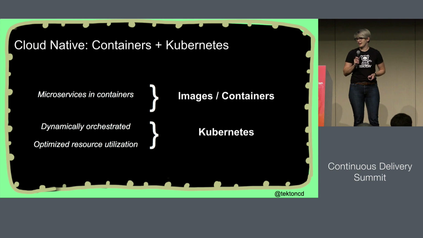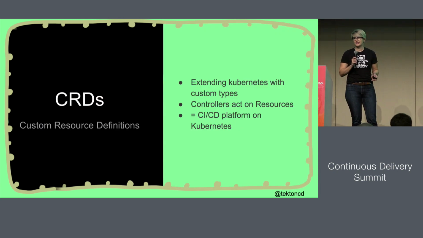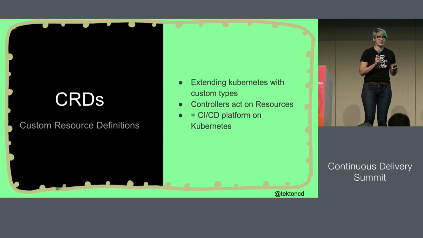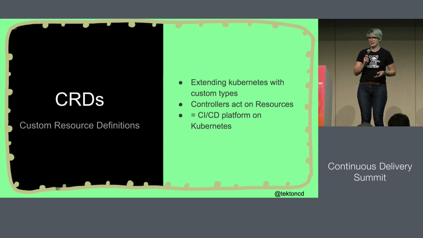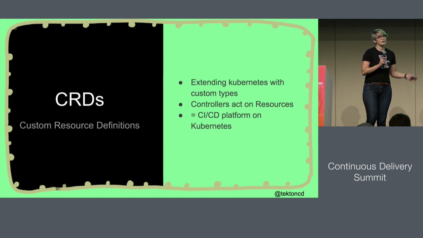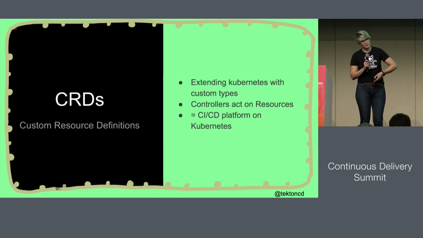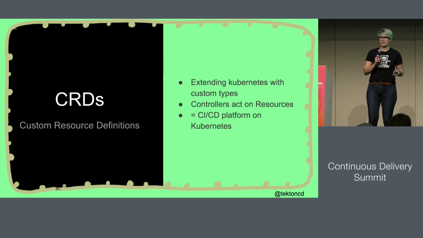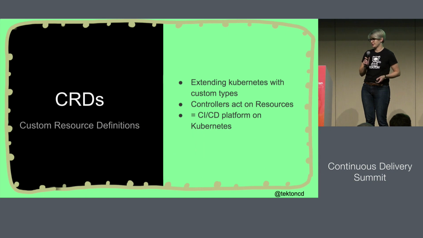Now, to understand how the pipelines work, the first thing to understand is that they are implemented with CRDs. So CRD stands for Custom Resource Definition, and it's a way of extending Kubernetes itself. So out of the box, Kubernetes comes with types like pods and services and deployments, but with CRDs, you can add additional types, and then you provide binaries called controllers that act on those types. So let's take a look at the types we have extended Kubernetes with for Tekton Pipelines.